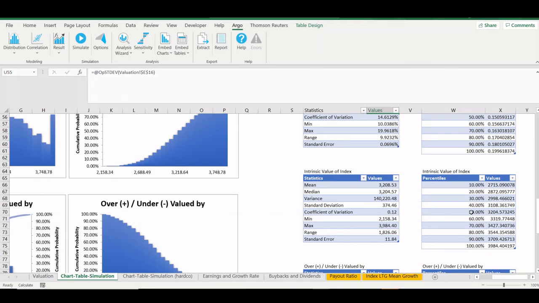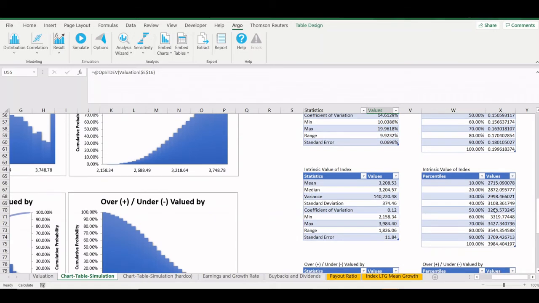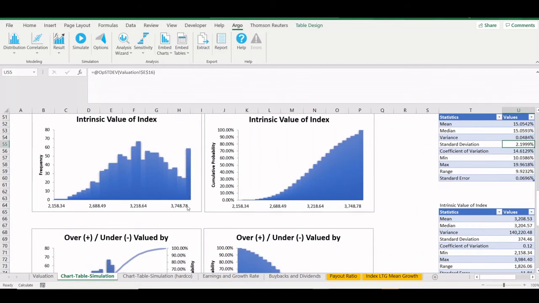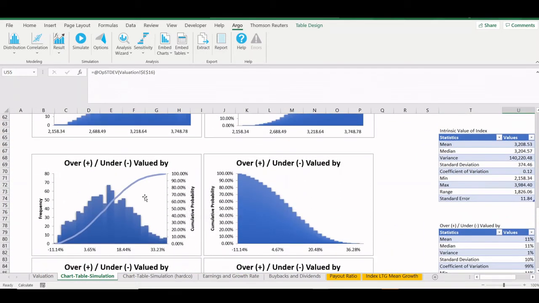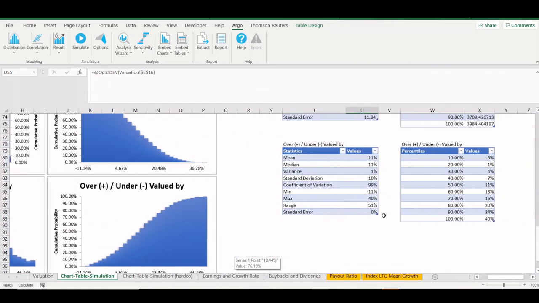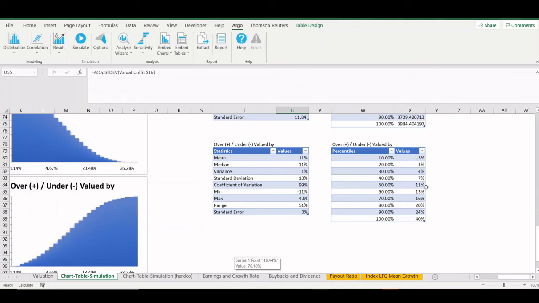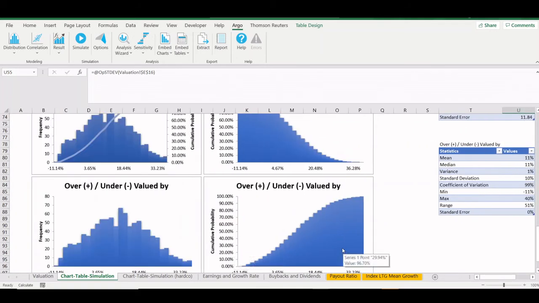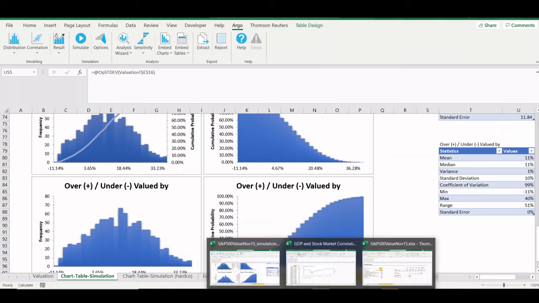So the mean for the 50th percentile value is 3,208 or 3,024. They're pretty close. It's almost normal. It's log normal mostly, but it's almost normal. As you see, the intrinsic value, we have the distribution of the value. We also have the over and undervaluation. So again, the 50th percentile of the data, which is the median, is about 11%. The index is overvalued. So not by much.